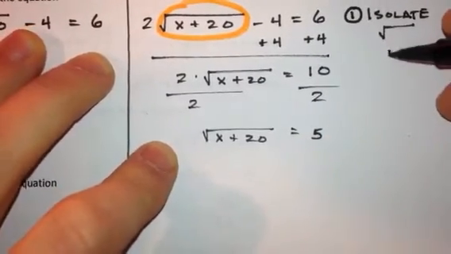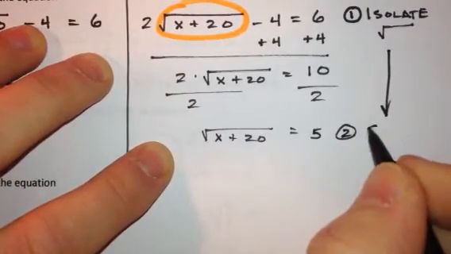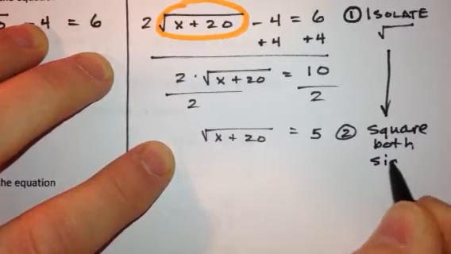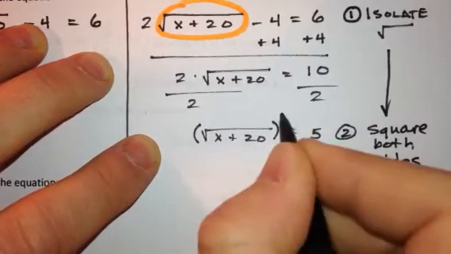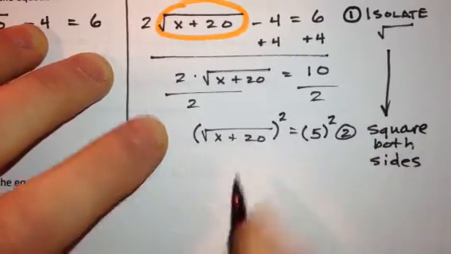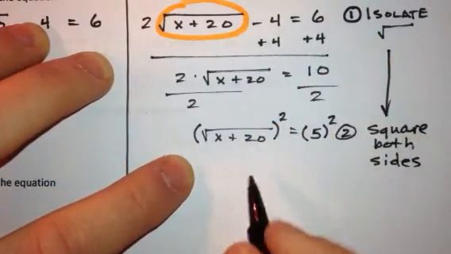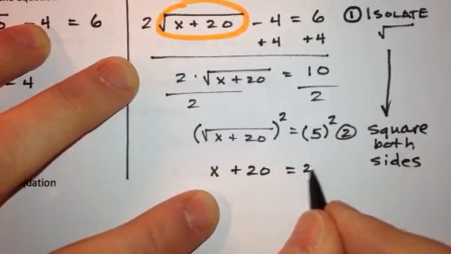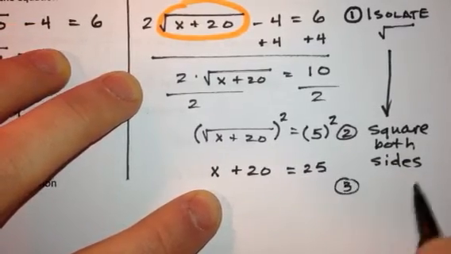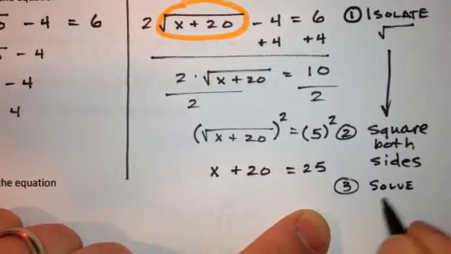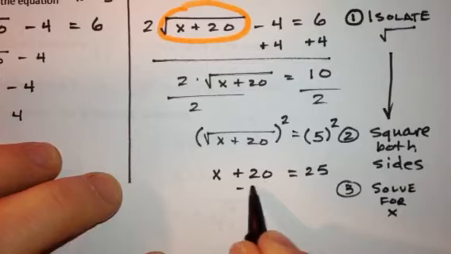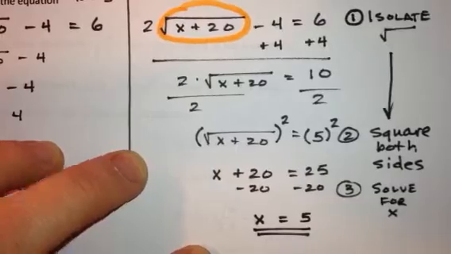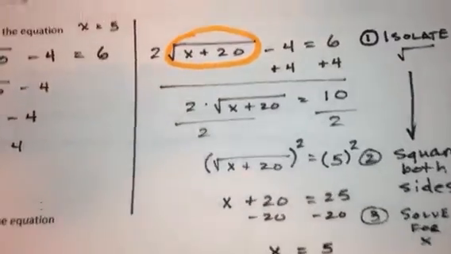All right, so we've done this. We've isolated the radical. The next thing that we're going to do is we're going to square both sides, just like we did in the first equation. So square here, square here, square and square root undo each other. We get x plus 20. On the other side, 5 squared gives us 25, which brings us to the last step, which is to solve for x. We subtract 20 here, we subtract 20 here, we end up with x being equal to 5. Let's move to the next example.